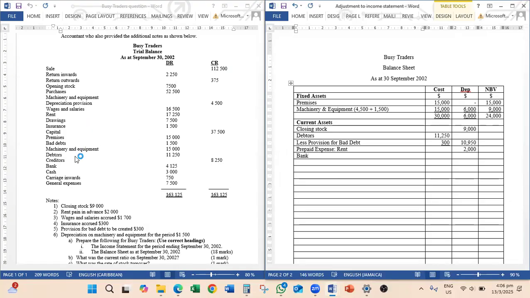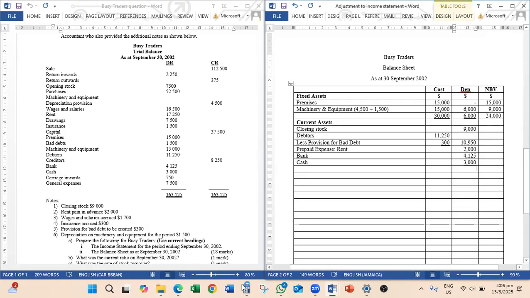Balance at bank. What is our bank statement? Bank balance 4,125. And our cash balance is 3,000. And so now we can close off our current assets section and add up all of them.